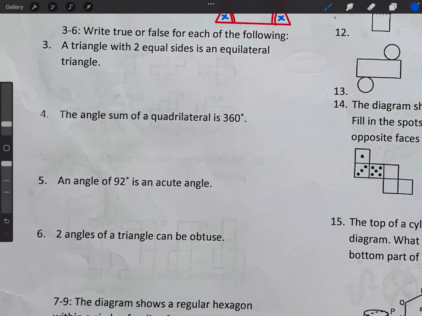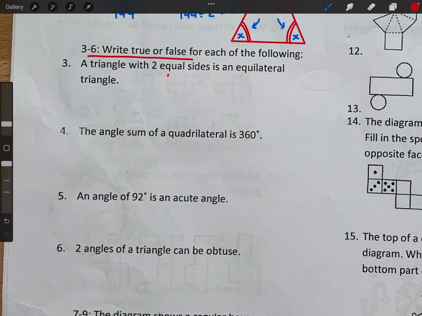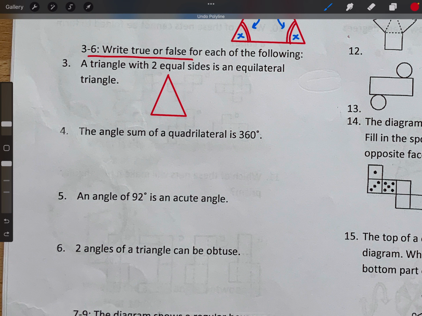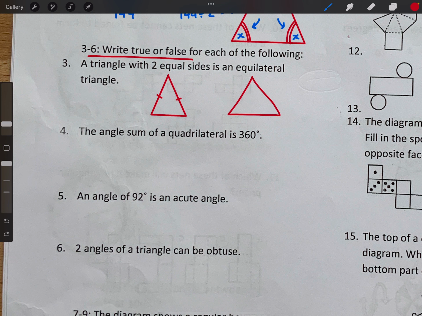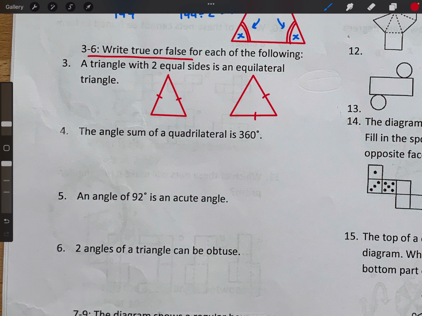Moving on to question 3. Write true or false for each of the following. A triangle with two equal sides is an equilateral triangle. What do we know about an equilateral triangle? An equilateral triangle has how many equal sides? All of the sides are equal. So imagine it'll be something like this. This is an equilateral triangle. This is called isosceles. So this one will be false.